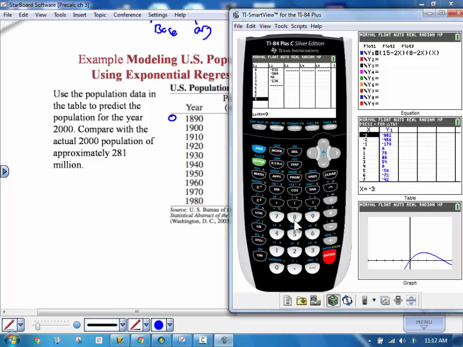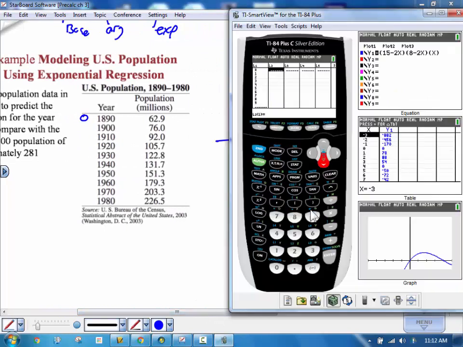Okay, 7, 8, 9. And then we're going to do the same thing here. We're going to clear this list, and we're going to enter in all the y values for this, which are right here. So I'll enter those in real quick.